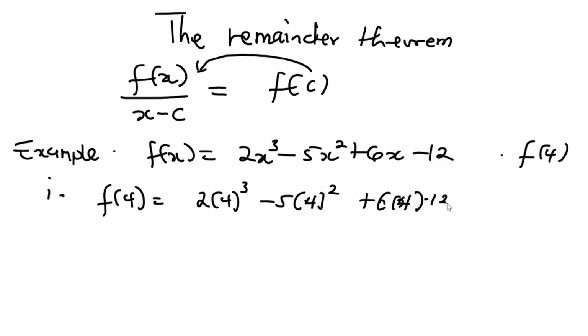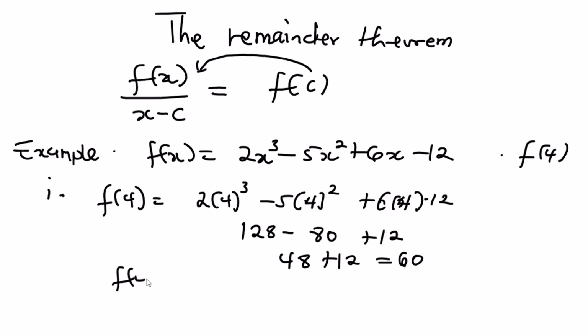So minus 12. Yes. And this place it will give us what? 128 minus 80 plus 12. Then we have 48 plus 12, and the answer is what? 60. Now this 60, so f of 4 is what? 60. So this 60 becomes what? Our remainder.